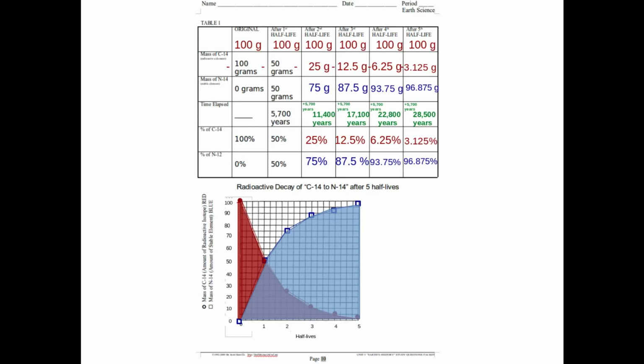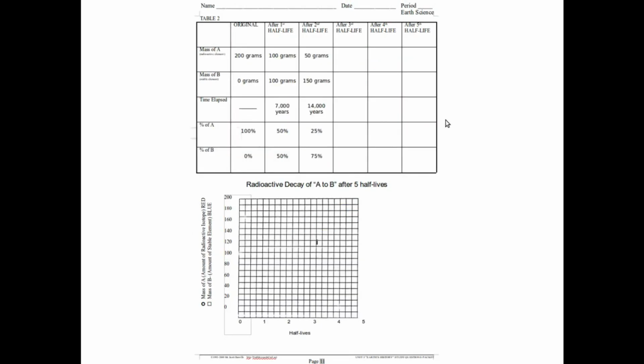All right, so we're going to move on to page 11. And on page 11, we're starting, as I mentioned earlier, with 200 grams. But notice that the percentages are the same as the previous example. So we start with 100% of the original amount, in this case 200 grams, and then we cut that in half, or 50% of that amount, which is 100 grams.